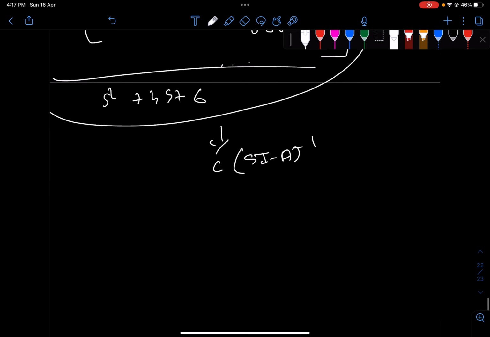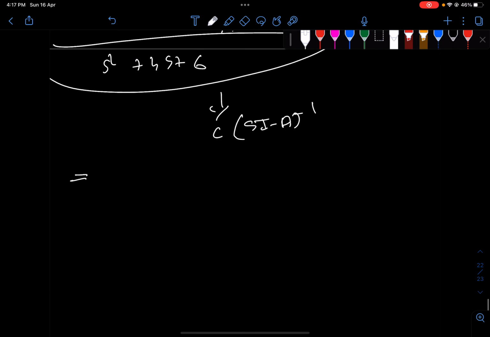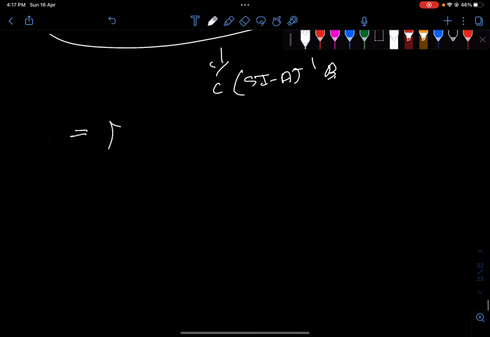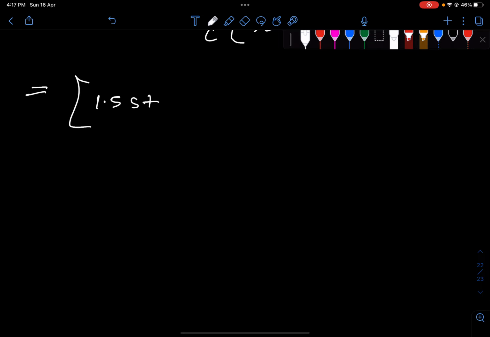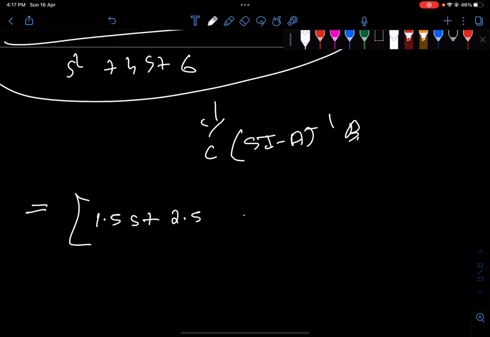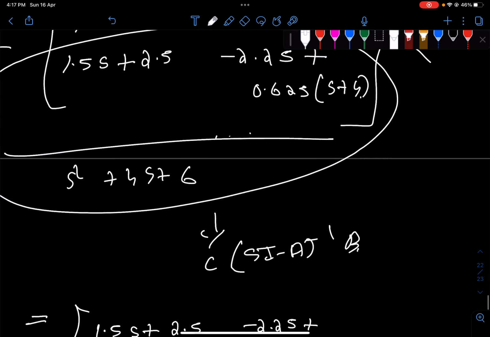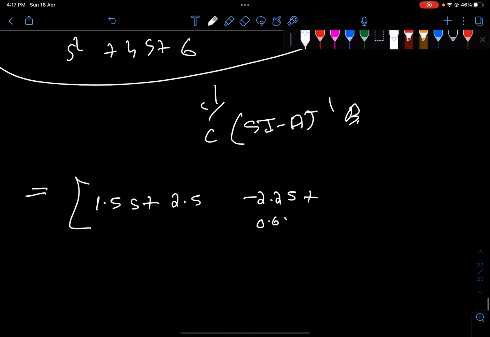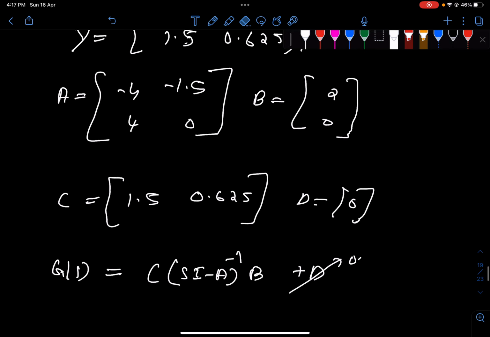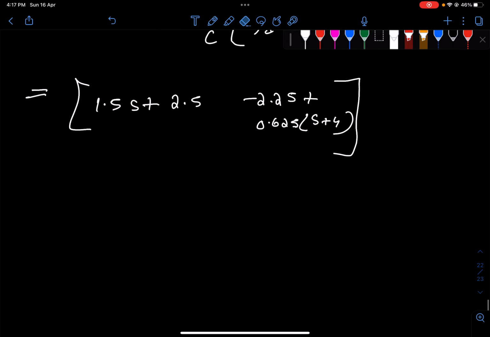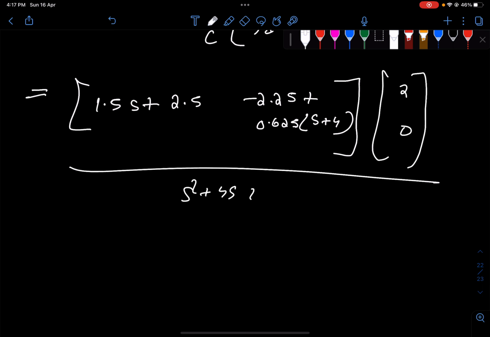Now you have to multiply B with this one. So this is multiplied with B. So this is 1.5s plus 2.5 minus 2.25 plus 0.625 (s plus 4). Multiply this one with the B. What is B here? 20. So it is just 20 divided by s squared plus 4s plus 6.